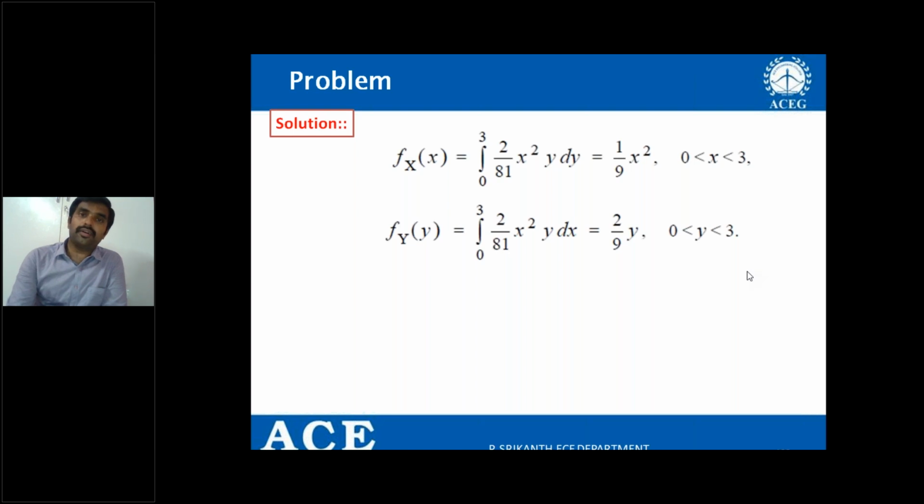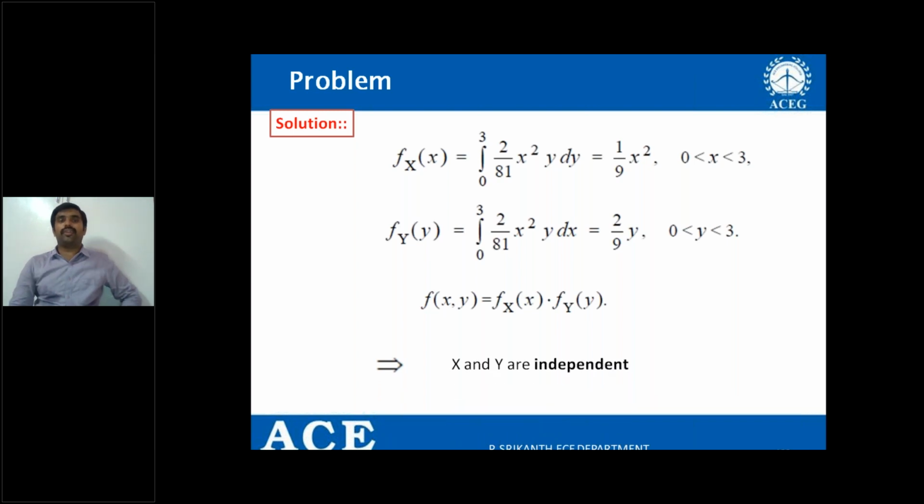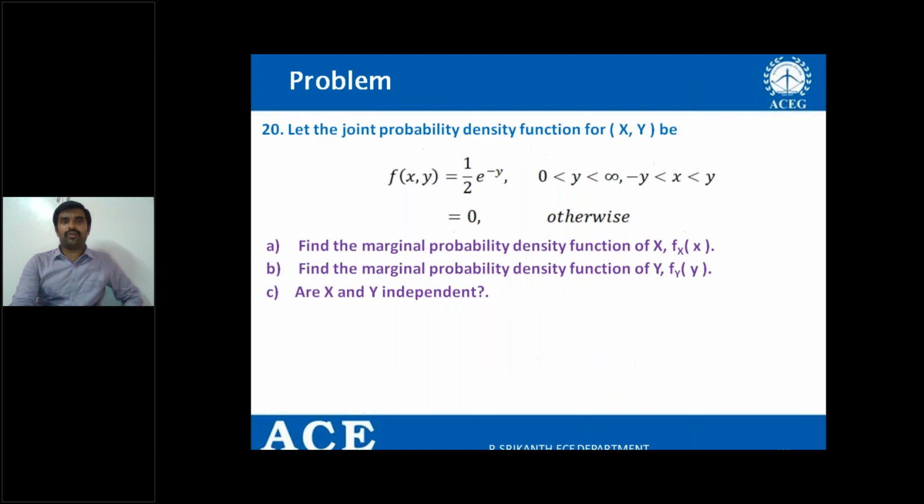As per the condition for statistical independence, the joint density function must be equal to the product of the marginal density functions. Let us check here. Absolutely, 2 by 81 into x square y equals 1 by 9 x square into 2 by 9 y. Absolutely the same. Therefore, x and y are independent. Now let us take one more problem.